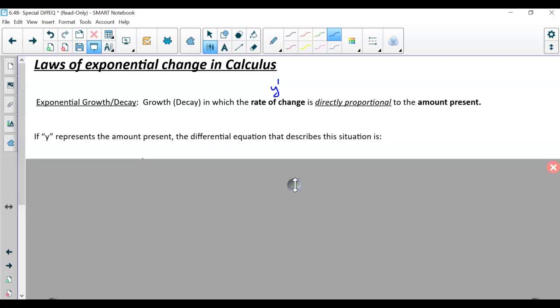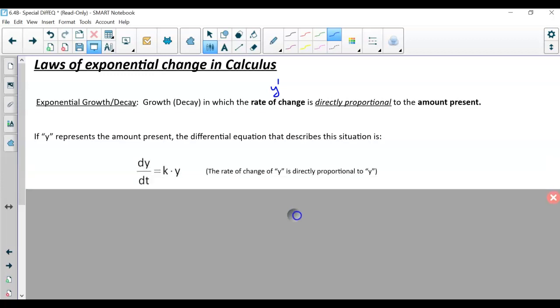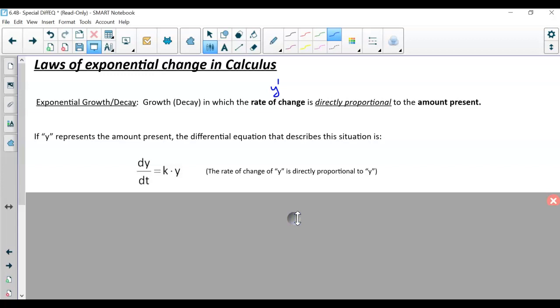Well, if y represents the amount present, the differential equation that's describing this particular situation is, because bottom line, it's a differential equation, so we're going to use our y prime as dy/dt, because the amount of something you have present is related to time, but we're going to use differentials, dy/dt, instead of y prime, is equal to k times y, where the rate of change of y is directly proportional to y.